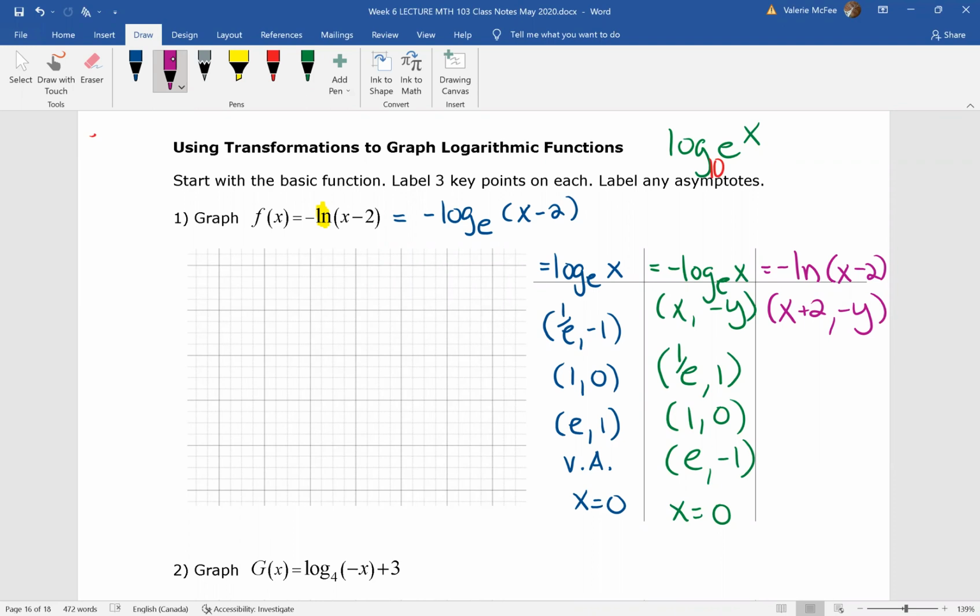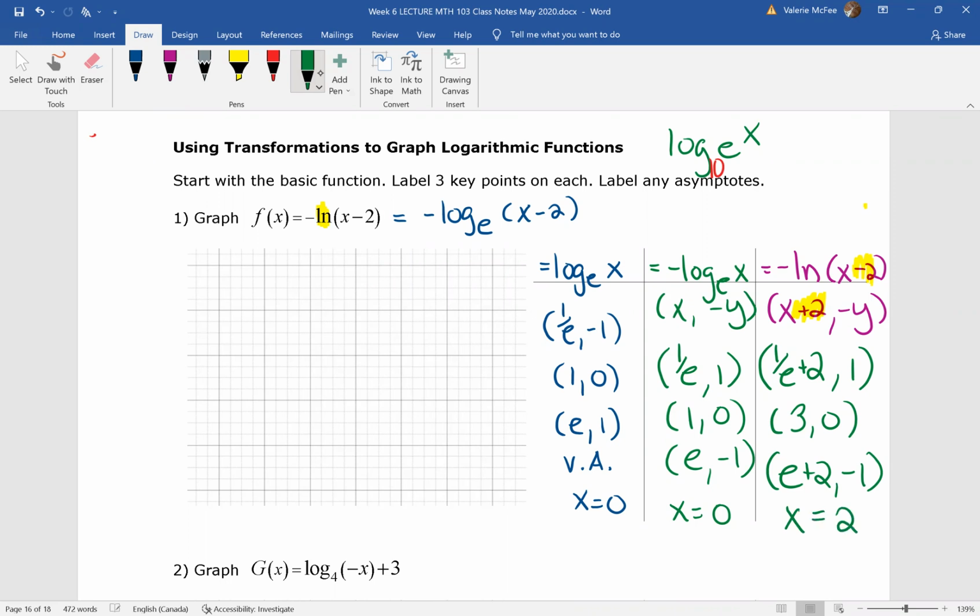Let's look at this. We know that we're changing x because this minus 2 is inside the function with x, and the opposite when we're adding and subtracting. So we have x plus 2. Well, 1 over e is not a very nice number, so we're just going to write 1 over e plus 2. Keep y the same. This one's easy, plus 2. This one, we're just going to write e plus 2. y stays the same, but we're adding 2 to our vertical asymptote.